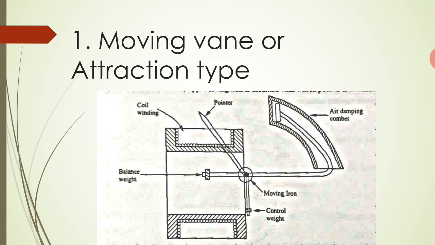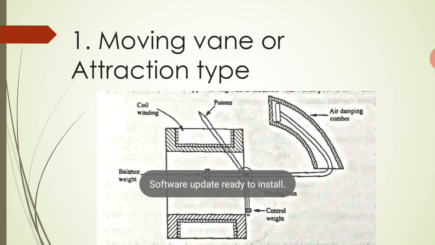The force of attraction is proportional to the strength of the field inside the coil, which again is proportional to the strength of the current. Moreover, with the reversal of current in the coil, the field inside the coil and the magnetization of the soft iron vane are both reversed, causing the force of attraction to be in the same direction.